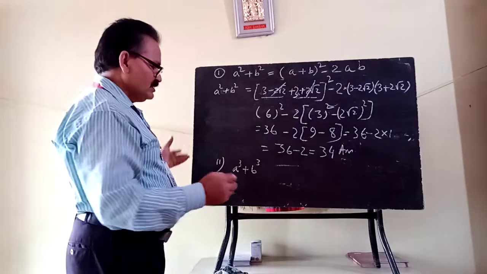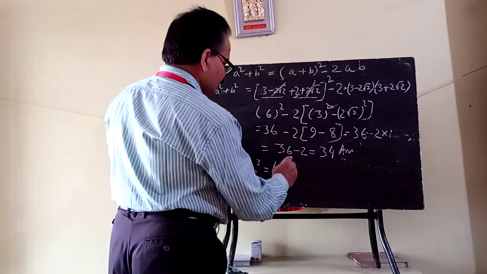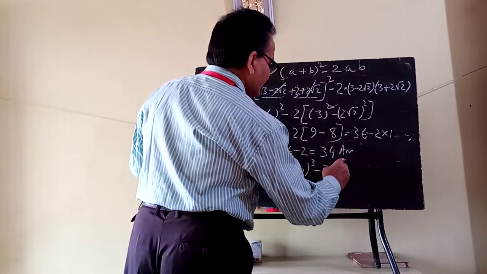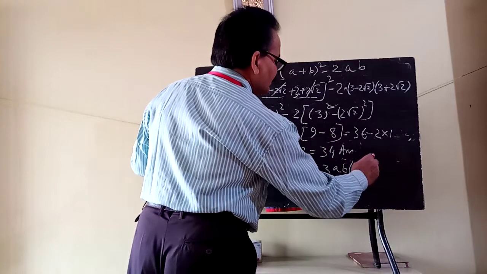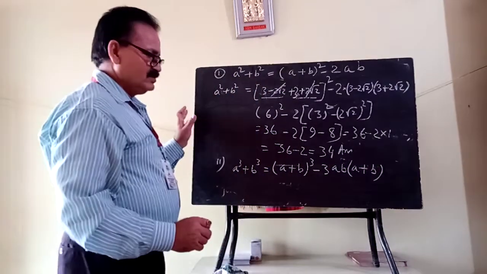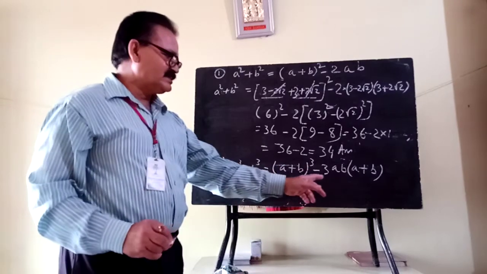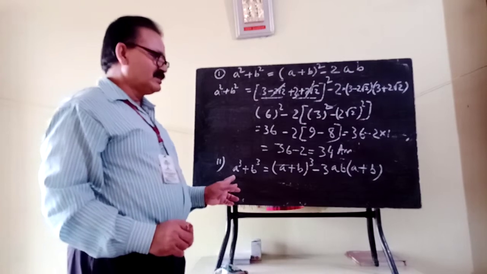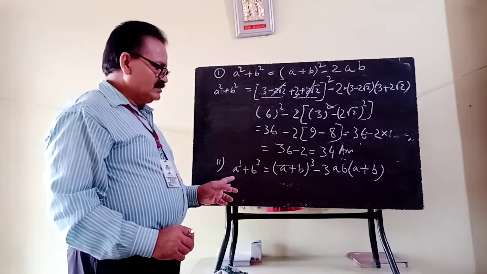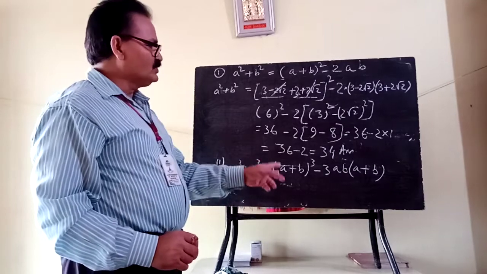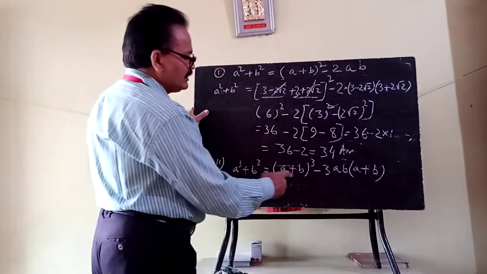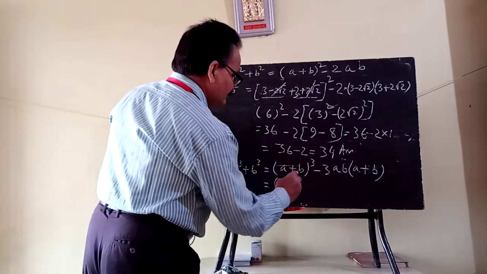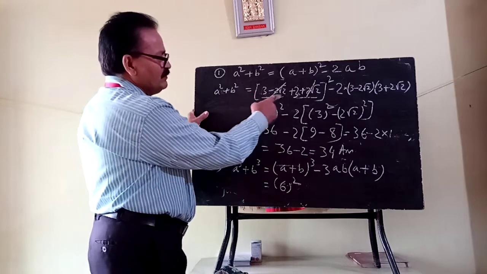What will you do? Again, you see, this is a plus b whole cube minus 3ab into a plus b. You apply this formula: a plus b whole cube minus 3ab into a plus b, then you will get a cube plus b cube. That you have already studied, I think. Then you put the value. Right now you have seen that a plus b is your 6. So that means this is 6 square.